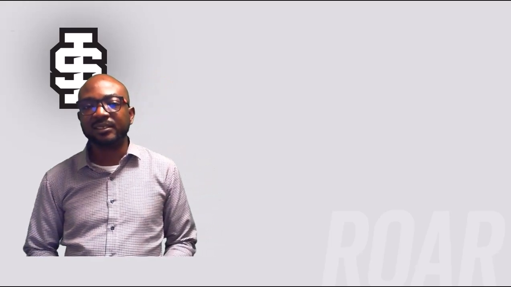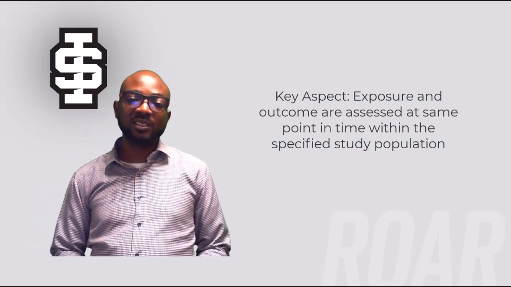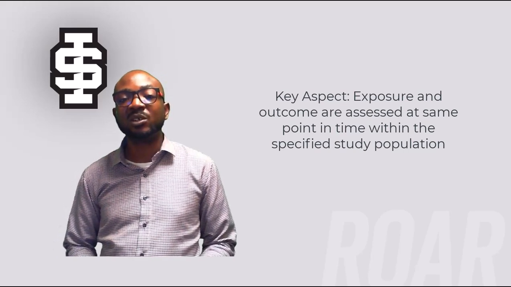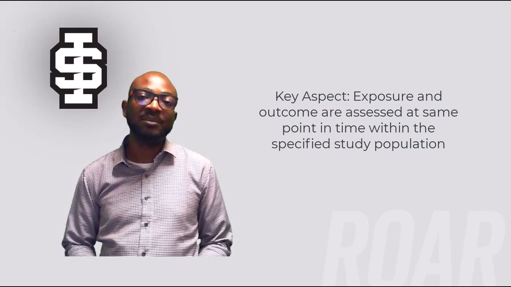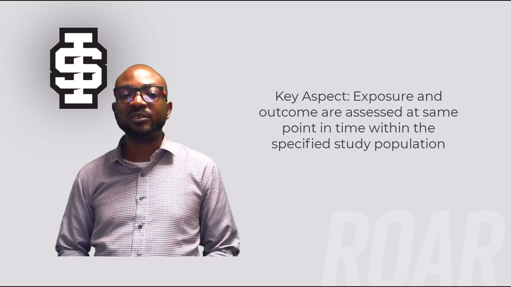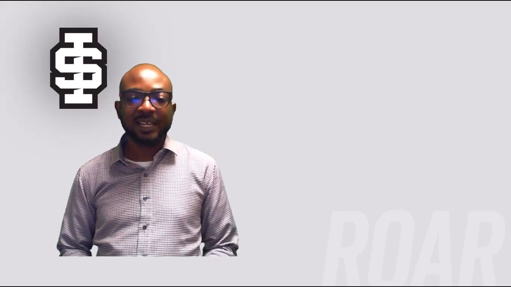or it could be all taxi drivers currently working in Boise. A key aspect of a cross-sectional study is that the exposure and the outcome are assessed at the same point in time within the specified study population. If you conducted a cross-sectional study in the year 2020, you would first define your study population, for example, all adolescents in high schools in the city of Boise, Idaho.